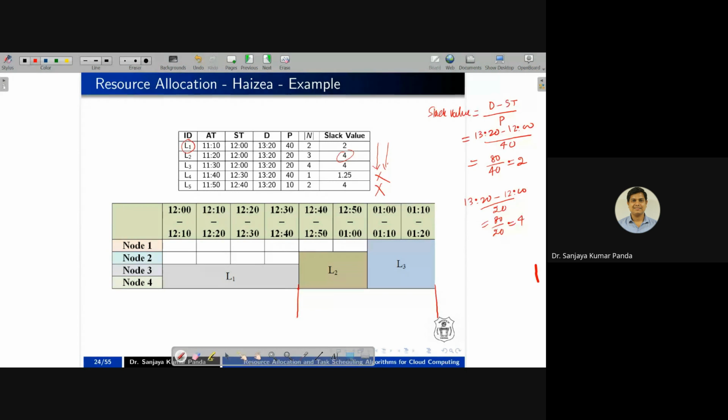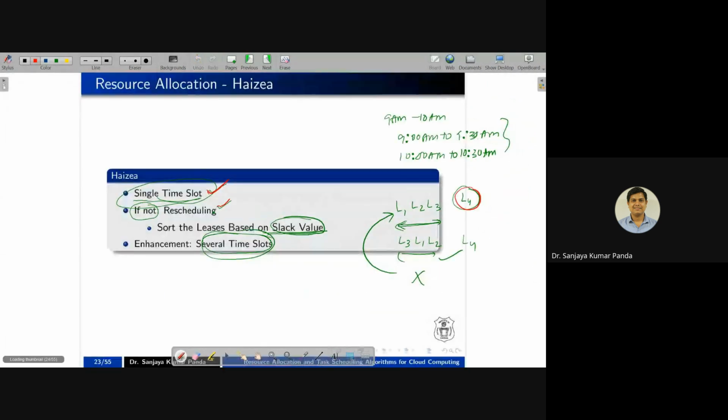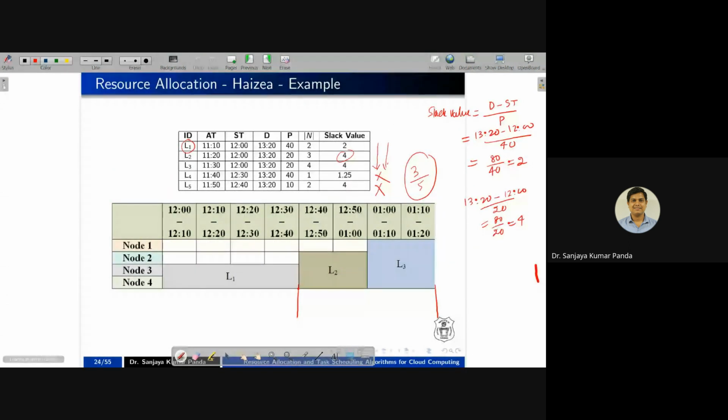So using Hygia, we can accommodate 3 out of 5 leases. Although I have suggested here that an enhancement is that you can go for several time slots, practically, even if you implement several time slots in this case, there is no improvement. So you will be able to accommodate only 3 out of 5 leases.